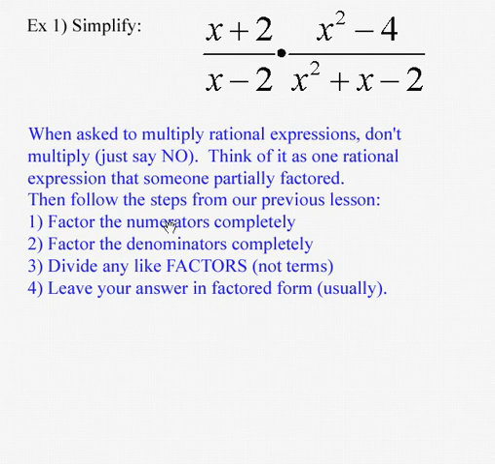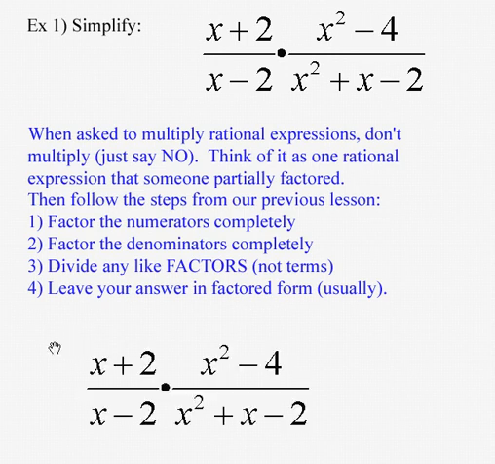First, factor the numerators completely. Second, factor the denominators completely. Third, divide any factors that are the same in the numerator and denominator. These are not terms, but factors. And then fourth, in this case, let's leave your answer in factored form. So that's what our goal is going to be.